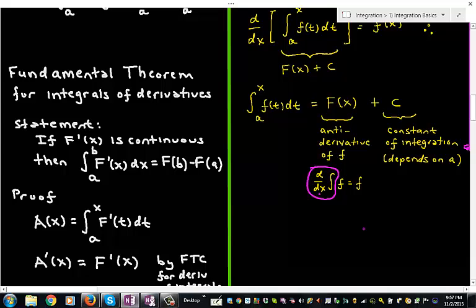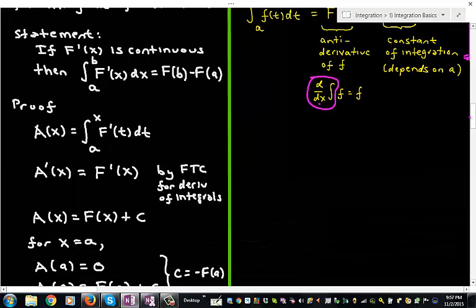Now, we've just shown that the derivative of an integral gives us back the function. What about the integral of the derivative? We would expect that would also give us back the function too, right? And we're going to prove that. Using this first theorem, we're now going to prove a second theorem, which, as you might guess, is the fundamental theorem for integrals of derivatives. And the statement of this theorem says that if f prime of x is continuous, then the integral of the derivative of the function from a to b is F of b minus F of a. We're going to prove this now.